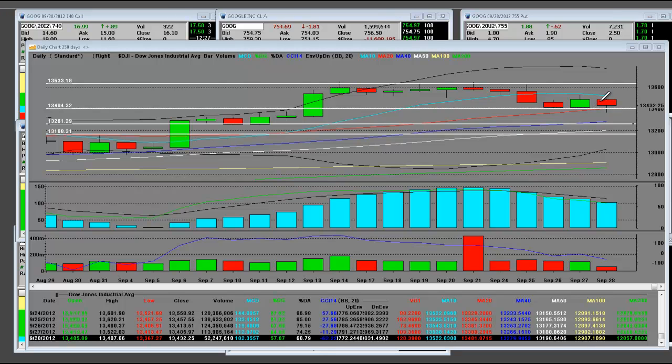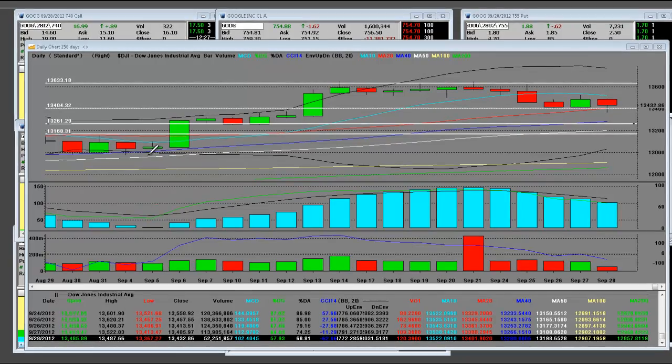9/28/2012 Dow Jones daily chart testing the 20-day simple moving average. We would like to know that we tested that 20-day that we talked about. We got below the 10-day simple moving average, and once again the bull rally got up here to the top.